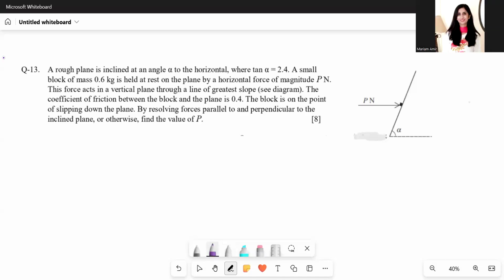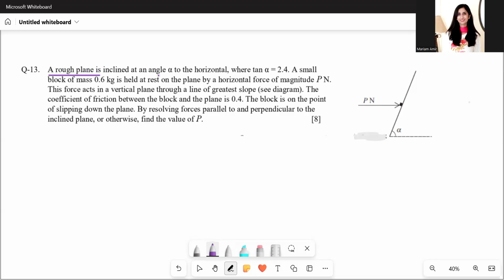Question number 13 on the worksheet on forces on inclined plane. A rough plane is inclined at an angle alpha to the horizontal, where tan alpha equals 2.4. Now, if tan alpha is given, you should be able to find sine alpha and cos alpha as well, because we need it when we resolve components. So let me just do that working real quickly.